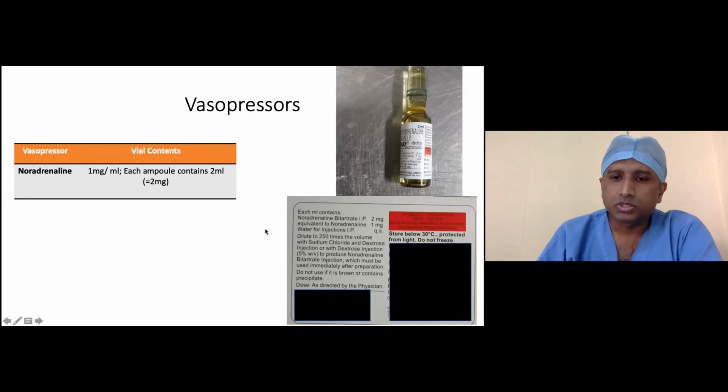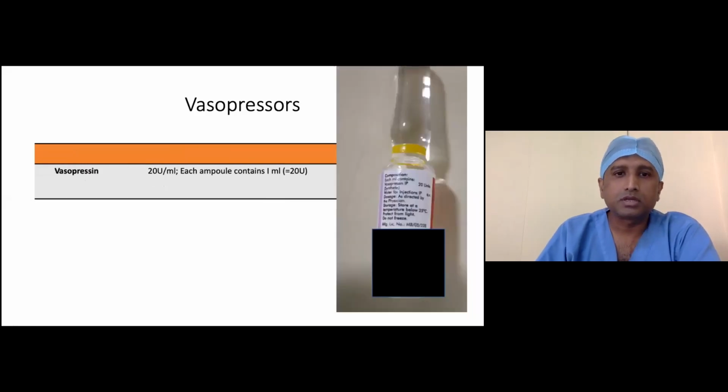But one thing which has to be noticed is that on the ampoule of noradrenaline, it is written as noradrenaline bitartrate 2 milligram, which is equivalent to noradrenaline 1 milligram. So an ampoule of noradrenaline has 2 ml and it is equivalent to a total of 2 milligram. Third is vasopressin. It comes in an ampoule of 1 ml and each ml contains 20 units.